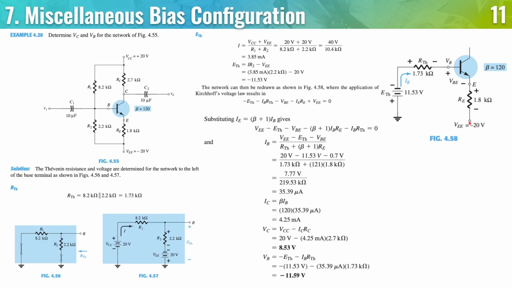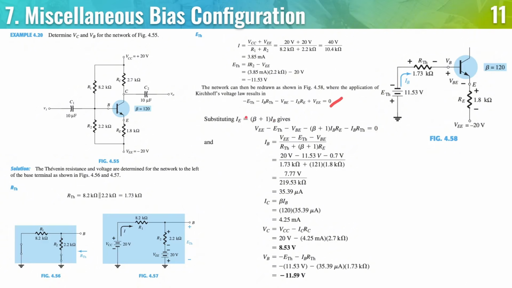So negative VEE, as I showed earlier, negative VEE plus this voltage drop, plus this voltage drop, plus this voltage drop, and then plus this one. So either way that you choose, either clockwise or counterclockwise, make sure that your voltages are correct because you should arrive at the same answer here.